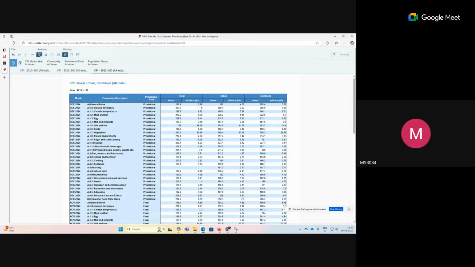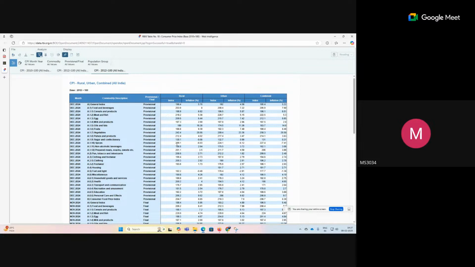And here you can have a look, as we said, there are six categories, and the first one was food and beverages, and there are various subcategories in that also. The RBI provides data for each subcategory also, and you can have a look at which category is contributing more, or which category has the highest inflation.